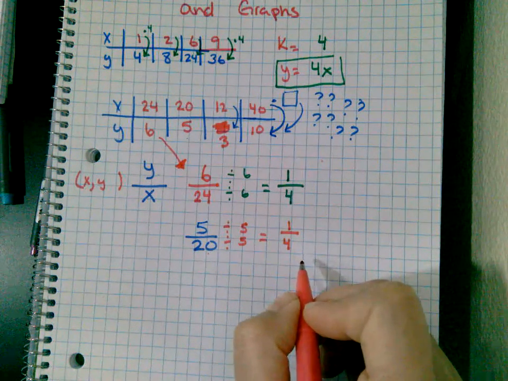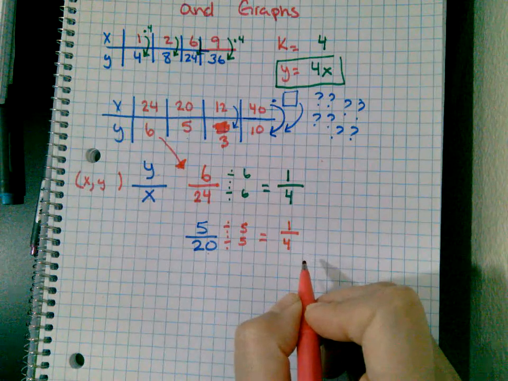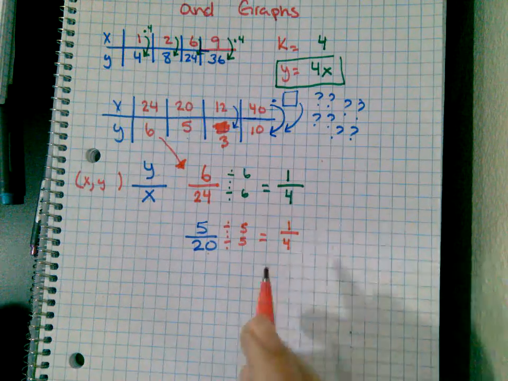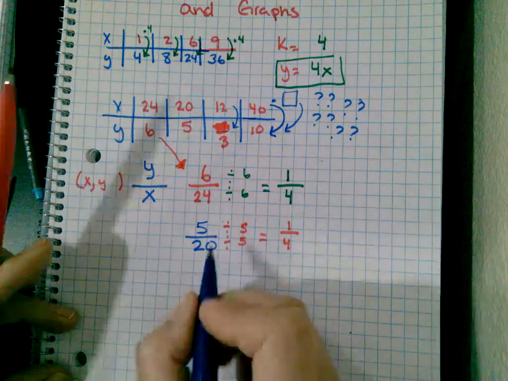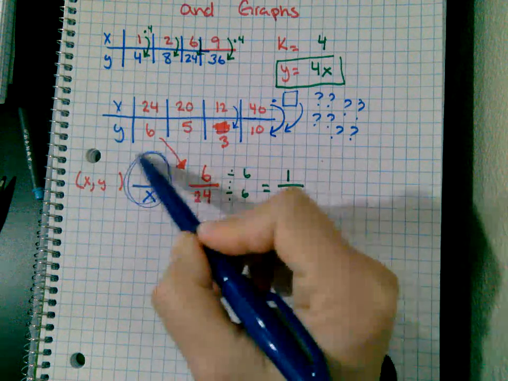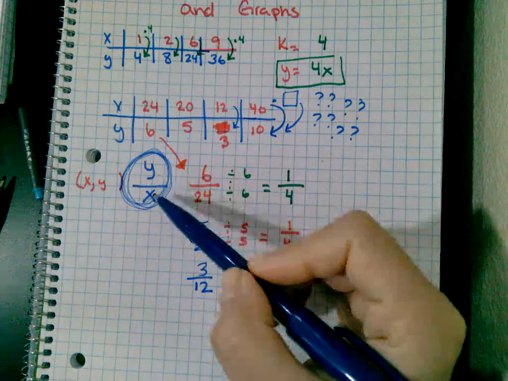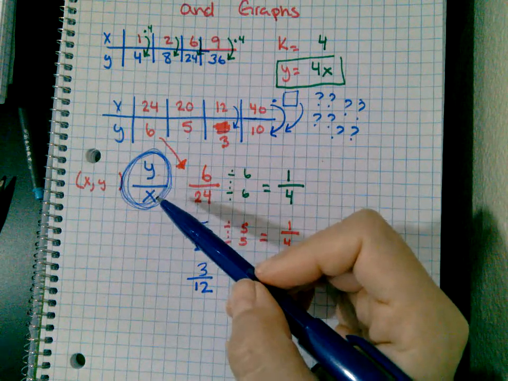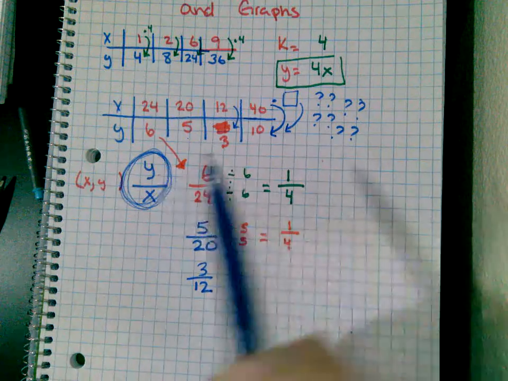What? Is it a coincidence that they match? Let me do one more. 3 over 12. Again, it has to be in this form, y over x. Do not flip it! If you flip it, you get 4, which is not our answer.